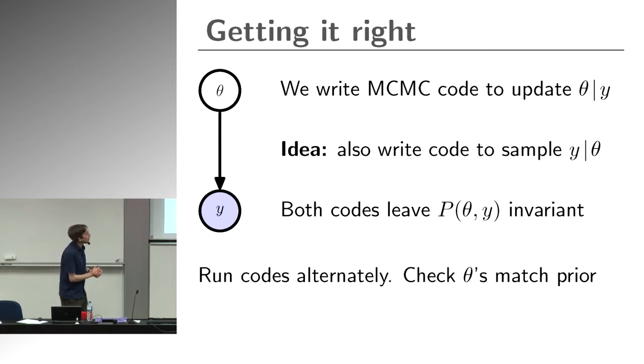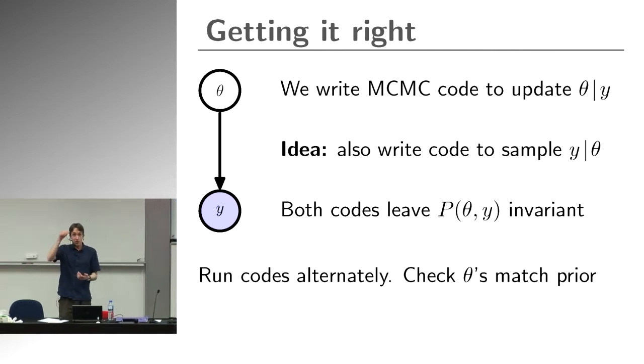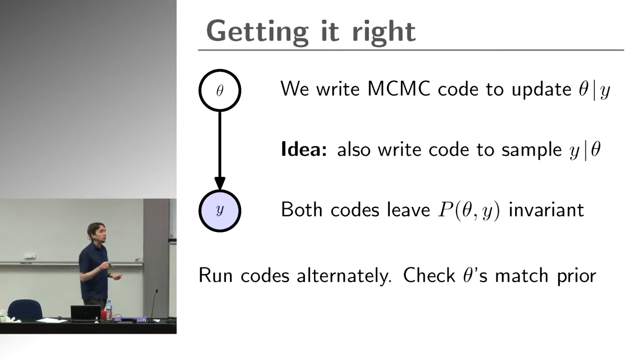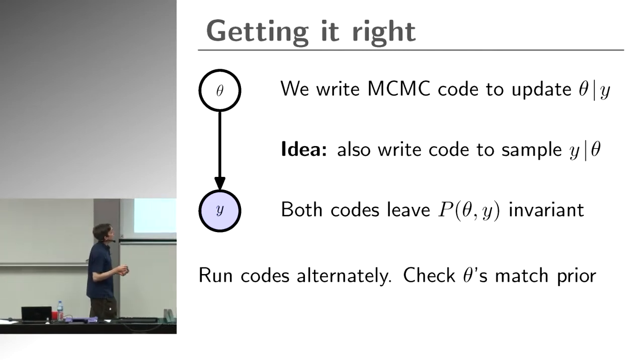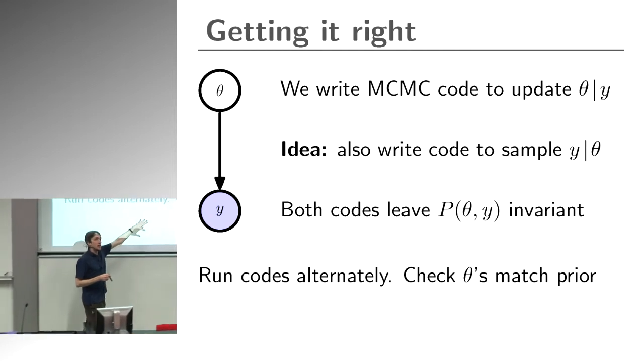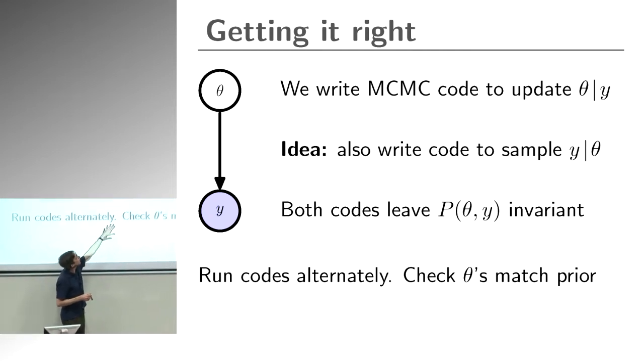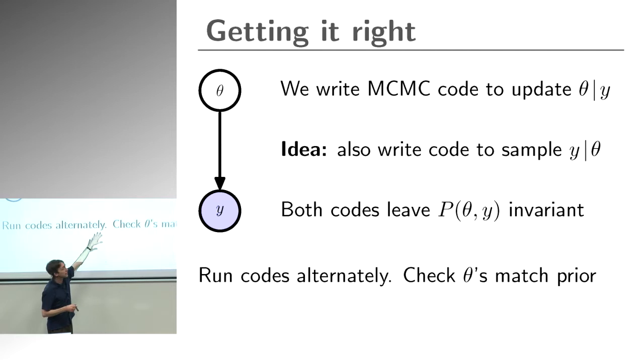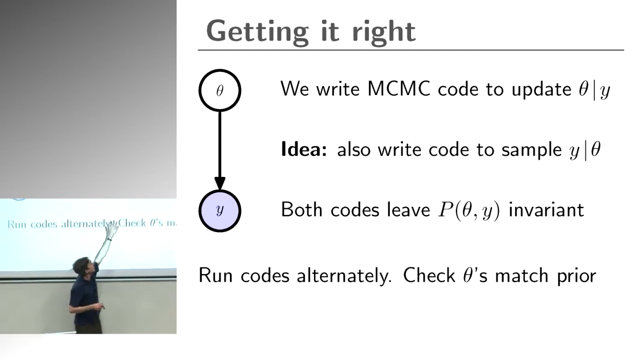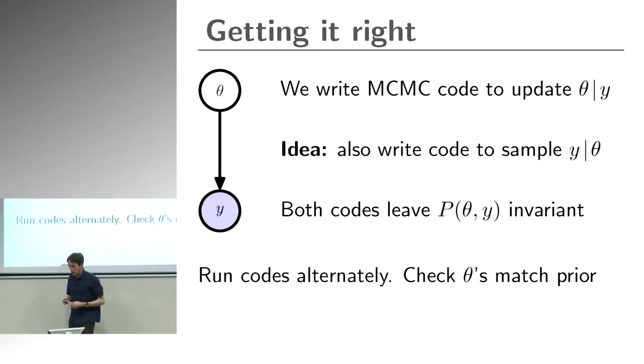Okay, so now we've got two Markov chain transition operators. One moves theta around, and one moves y around. And both of those Markov chain transition operators leave the joint probability of everything invariant. So the probability of everything is proportional to p of theta given y. So your Markov chain Monte Carlo code leaves the probability of everything invariant.